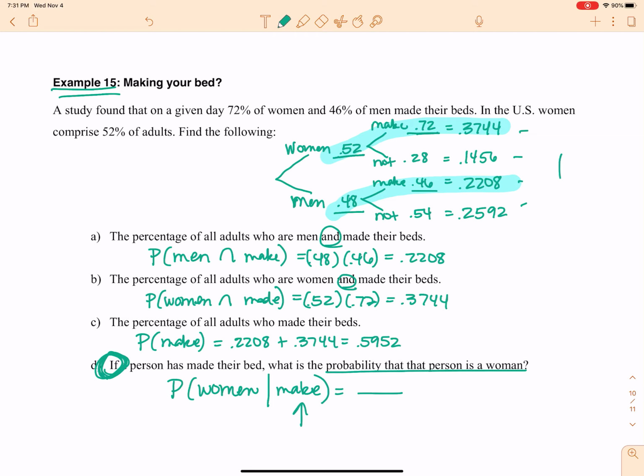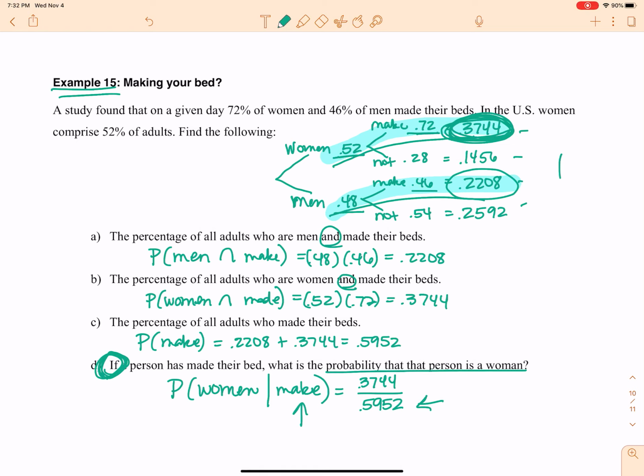So here's what you have to consider. You have to consider all of the people who make their beds. Well, who are all the people who make their beds? Well, I've got women who make their beds, and I've got men who make their beds. So the answer I found in part C goes in my denominator, because the person made their bed. Now I want the probability that of those people, which ones are women. So if you'll notice, women right here, that's a part of this value. That goes in the numerator.